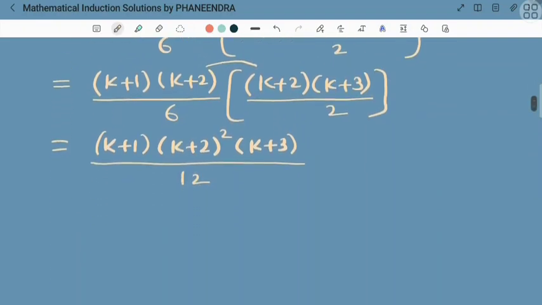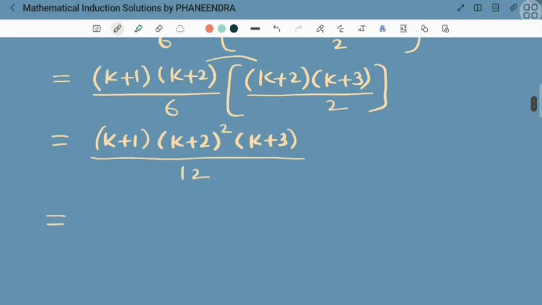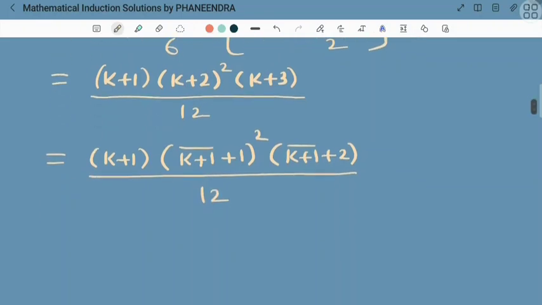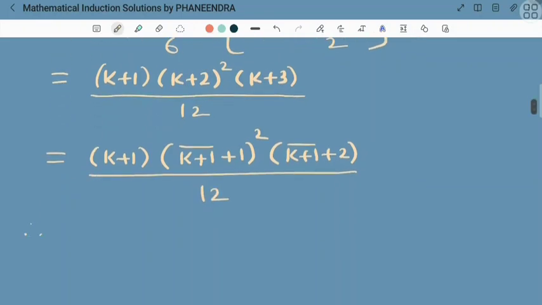So now we can verify whether in place of n, k plus 1 is there or not. k plus 2 can be written as k plus 1 plus 1 whole square. It is in the form of n plus 1 whole square only, dear students. n is equal to k plus 1 now. So n into n plus 1 whole square into n plus 2, so k plus 1 plus 2, k plus 3, by 12. So it is true. Therefore, the last conclusion step is very important, dear students.